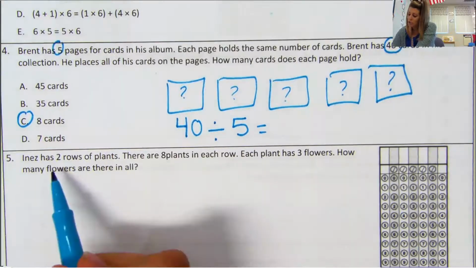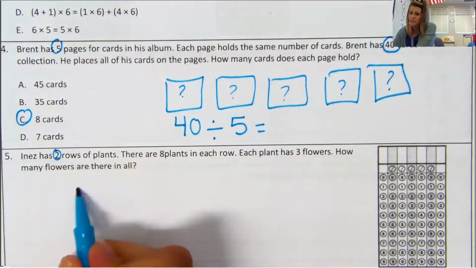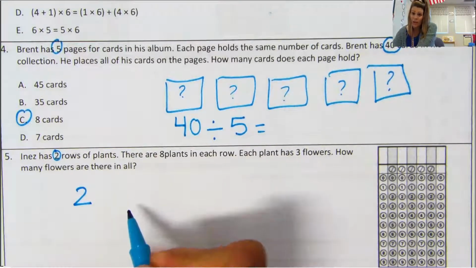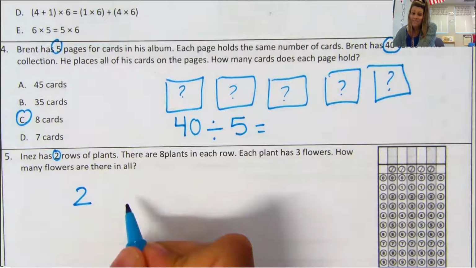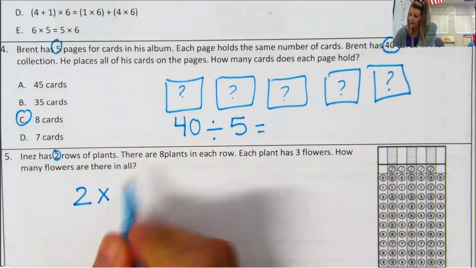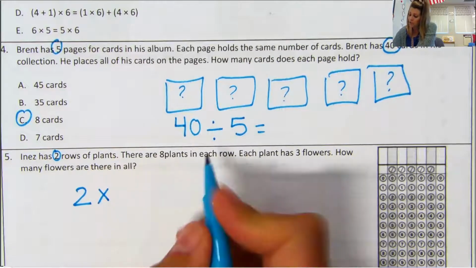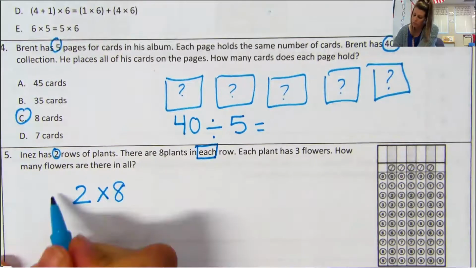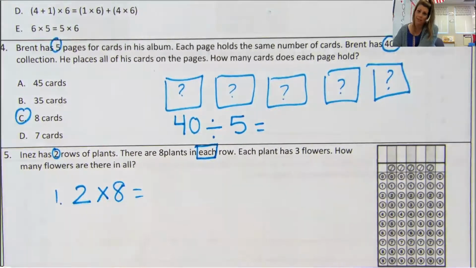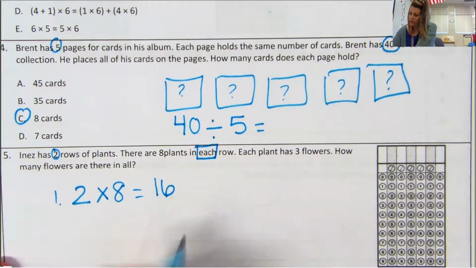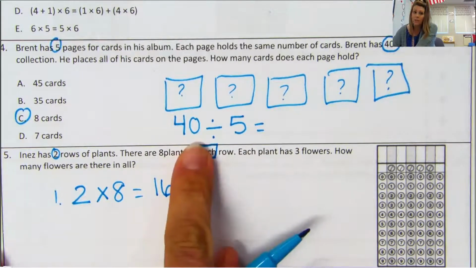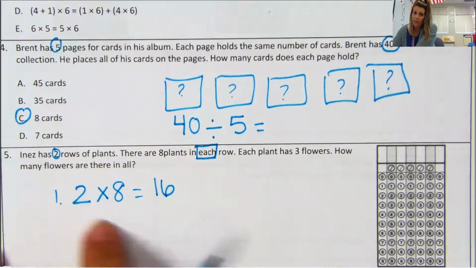So Inez has 2 rows of plants. When there's rows, I know right away we're going to what? We're going to multiply. There are 8 plants, oh, here's another keyword, in each row. So your first step is 2 times 8. What is 2 times 8? 16, right? So on each row, there's 8 plants. In those 2 rows altogether, how many plants do we have?